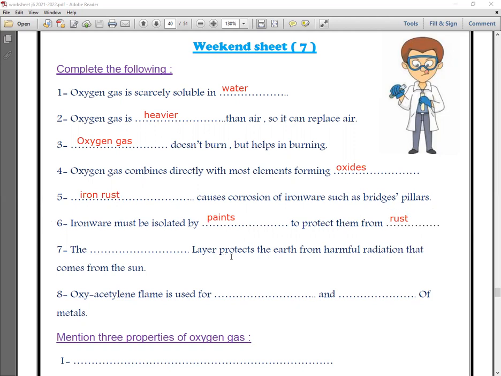Number 7, the what layer protects the earth from the harmful radiation that comes from the sun? The ozone layer. This ozone layer protects the earth from the harmful radiation coming from the sun. Number 8, oxyacetylene flame used for what? Used for cutting and welding metals.